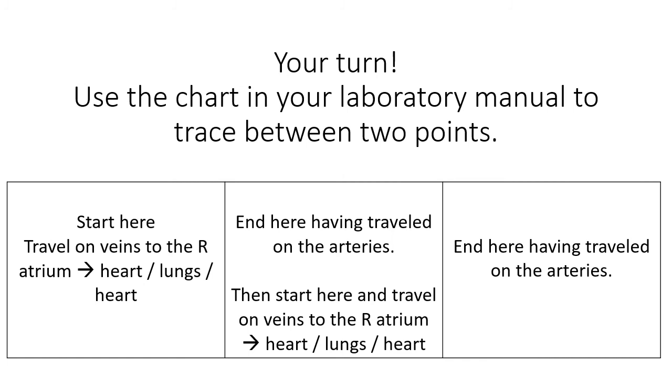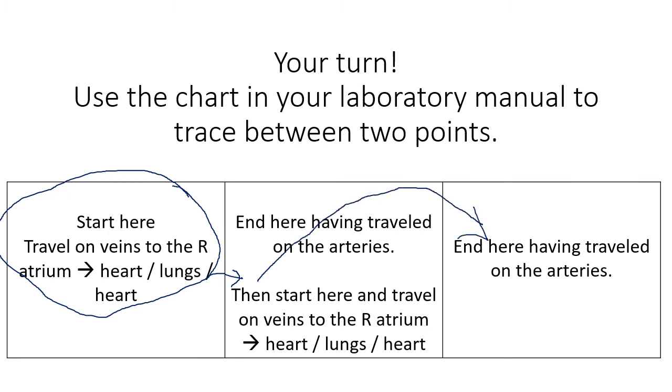So the way I recommend you use those 3 columns is the far column on your left. Start there. Travel on veins to your right atrium. Do that whole heart, lungs, heart thing. Okay. And then end at the next organ or region on that column. You would then start there, travel on veins back to your heart, navigate through, and end up to the 3rd body part. When you've done those 3 points, then see if you can trace backwards.